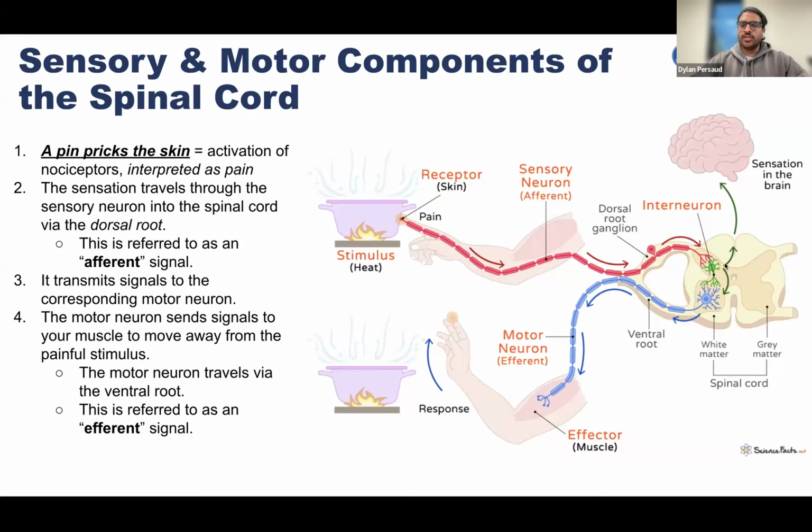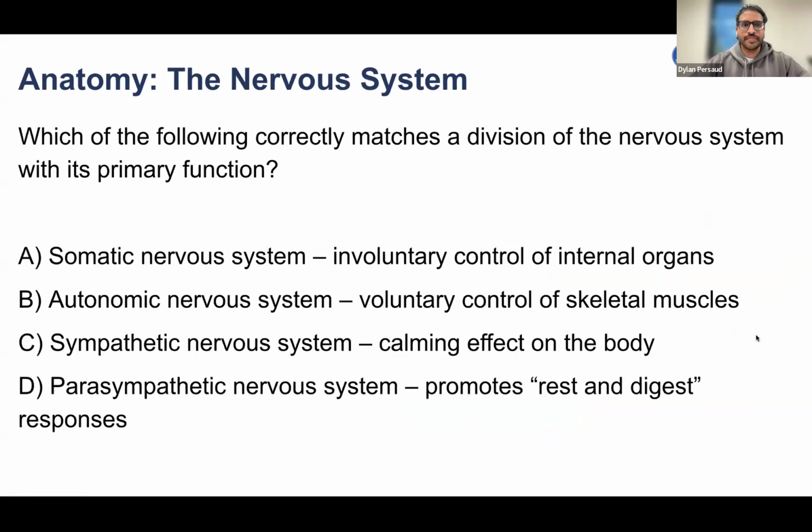So it transmits the signals to the corresponding motor neurons. So you have specific nociceptors and sensory neurons in your arm, finger, and those same motor neurons are going to get activated so that you can pull your hand away. So the motor neuron is going to send signals to that muscle to move away from the painful stimulus. And that's going to be via the ventral root, and this is called our efferent signal. Okay, so just remember that the A in afferent is arriving towards your body, towards your CNS, and the efferent is what's actually doing the work, so pulling your hand away.